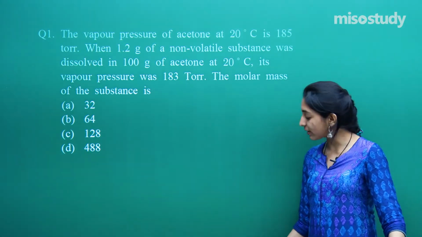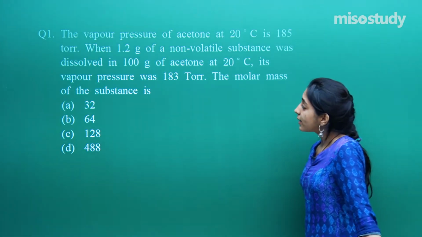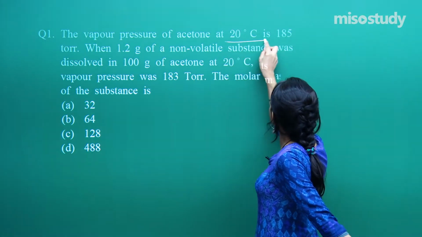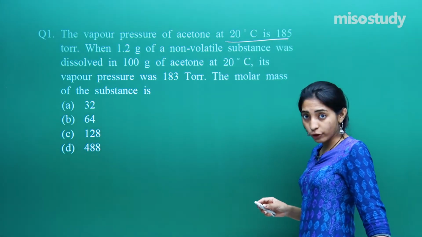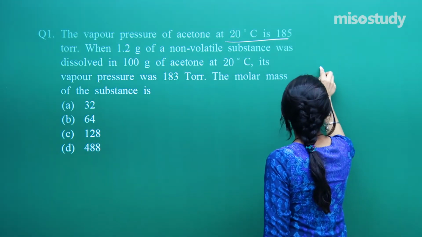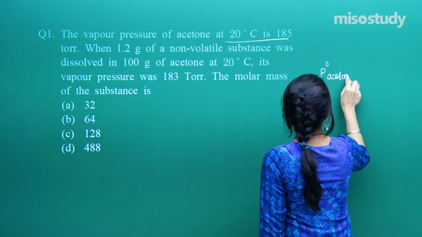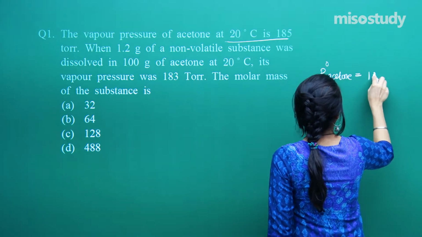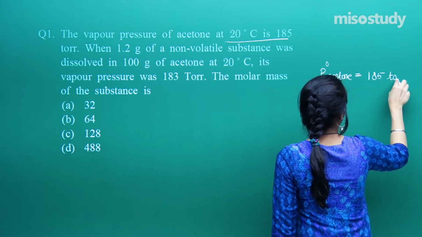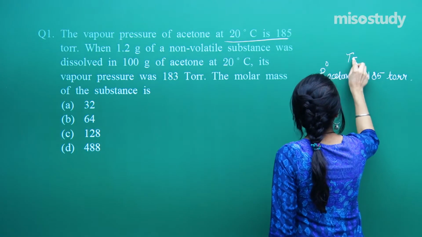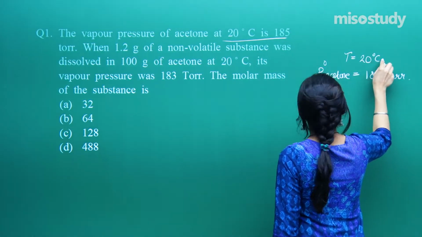The question is: the vapor pressure of acetone at 20 degrees C is 185 torr. So let me just write down the points. P naught of acetone is 185 torr, and the temperature is mentioned as 20 degrees C.